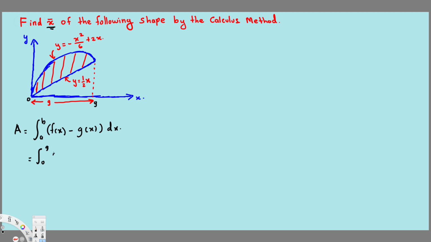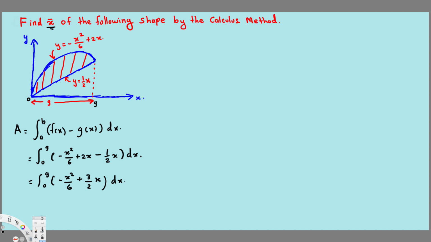And f of x is going to be the top function, that's negative x squared divided by 6 plus 2x, minus g of x, that is the bottom function, half x, dx. So now we have to simplify this one. Let's go ahead and simplify. From 0 to 9, minus x squared divided by 6, and here 2x minus half x is going to be 1.5x. We can write that as 3 by 2 x, same thing. So here we have dx.